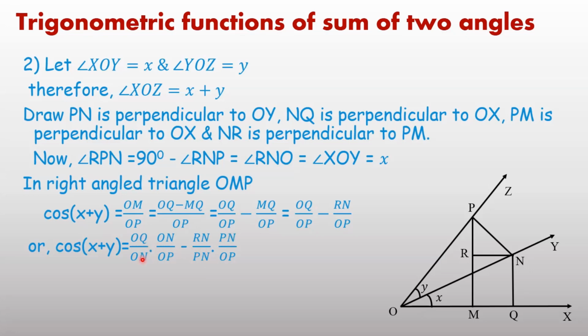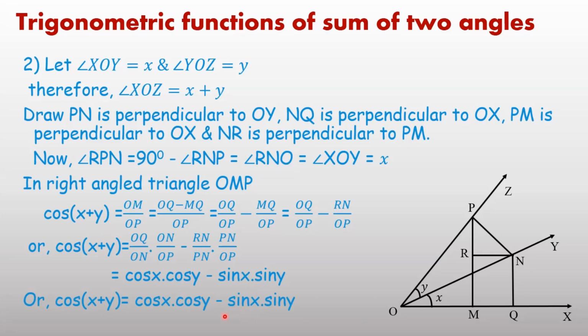Now OQ upon ON. In a right angle triangle, base upon hypotenuse equals cos X. ON upon OP, in this triangle, base upon hypotenuse equals cos Y. Minus Rn upon Pn, perpendicular upon hypotenuse, in this triangle, sin X into sin Y. In this pattern, the second identity you are getting is cos X plus Y equals cos X cos Y minus sin X sin Y.